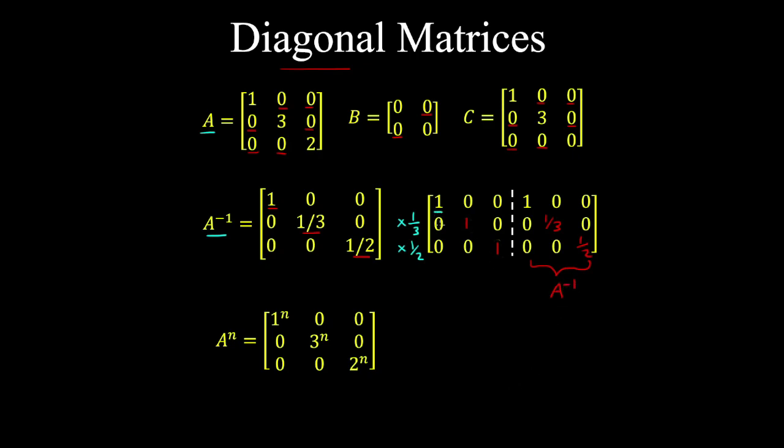So if we had 0 on a diagonal, then we could not reduce A to an identity matrix, and therefore the inverse would not exist. So really think about this.